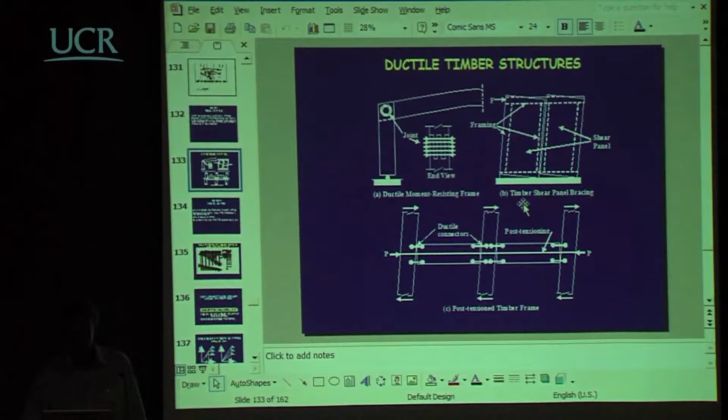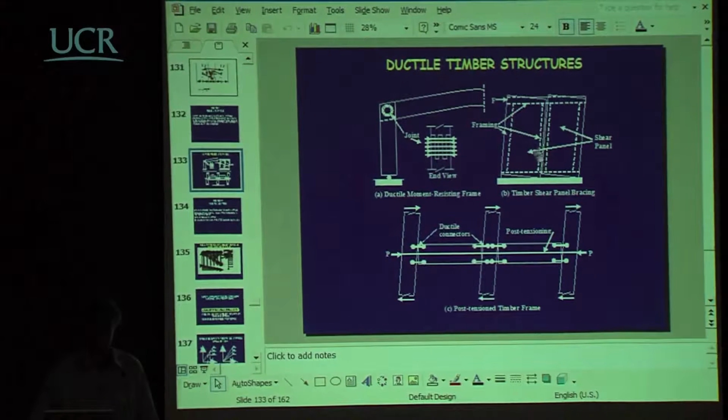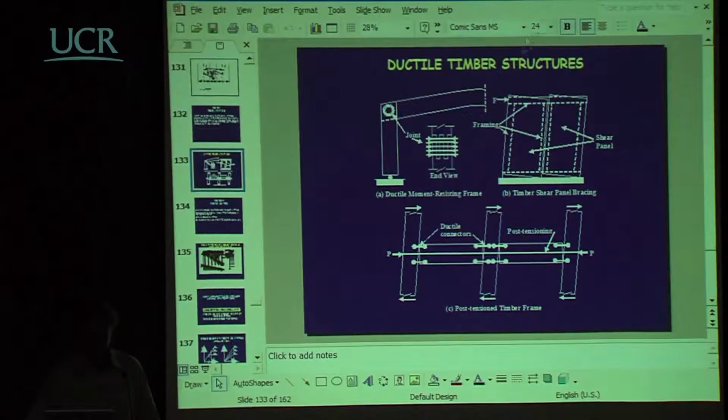If we have a structural frame, either of timber or of light gauge steel, then if we have timber shear panels connected to this by nailing, the nails again provide some ductility to the overall response. And typically we can get levels of drift of something like 2% out of this type of design.